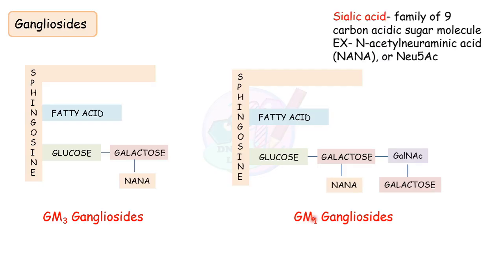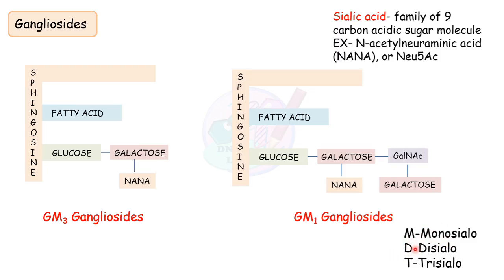So let's first talk about this NANA, N-acetylneuraminic acid. It is also called Neu5Ac. It is a type of sialic acid. What is sialic acid? It is a family of 9 carbon acidic sugar molecules. In humans, the most common type of sialic acid is N-acetylneuraminic acid, which is present here in both these gangliosides, in GM1 and GM3. So here the M represents mono.